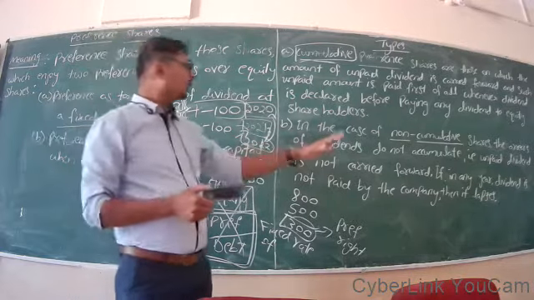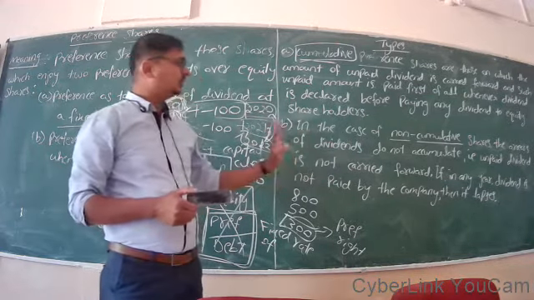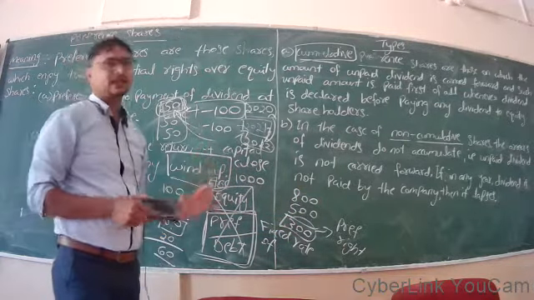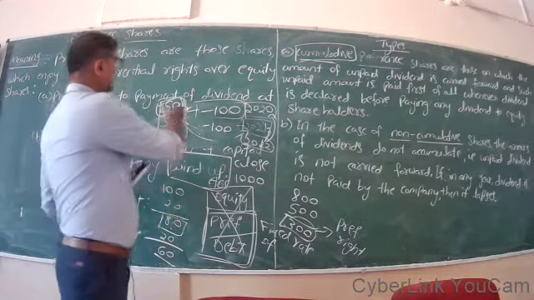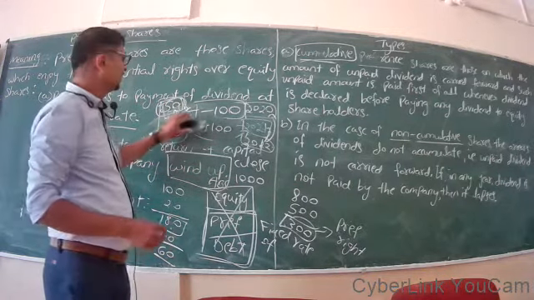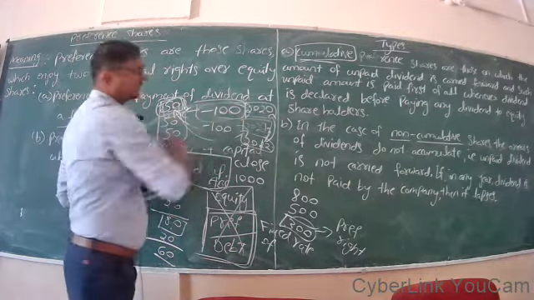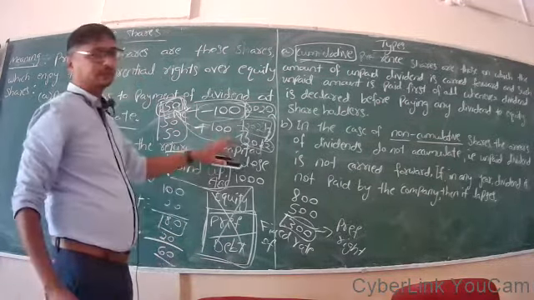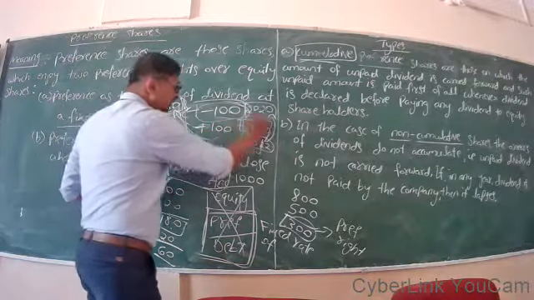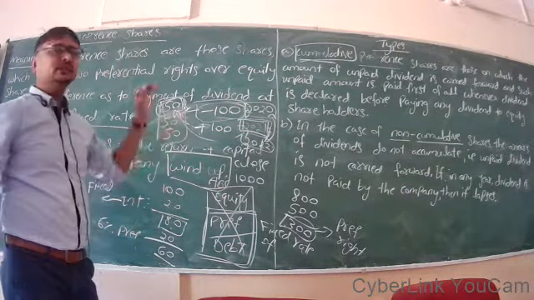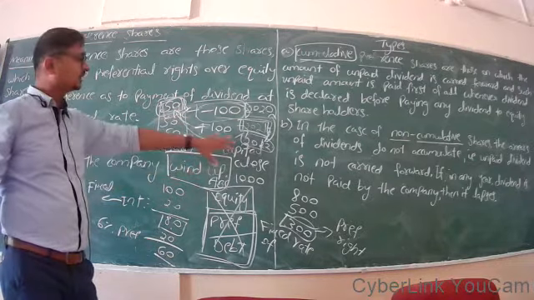In the case of non-cumulative shares, the arrears of dividend do not accumulate. That is, unpaid dividend is not carried forward. If these shareholders are non-cumulative preference shareholders, they are not paid for this year. Whenever the company earns profit next year, then only they get that year's dividend only, not the previous years', because the dividend is non-cumulative in this case.